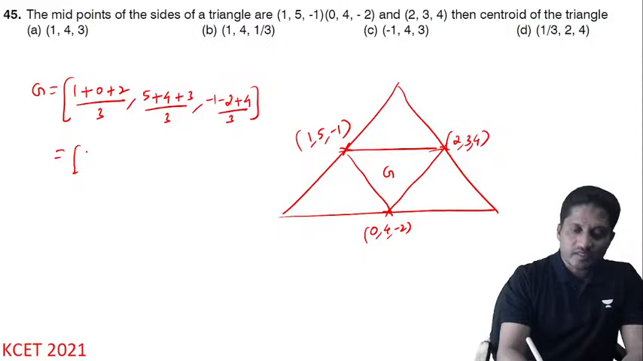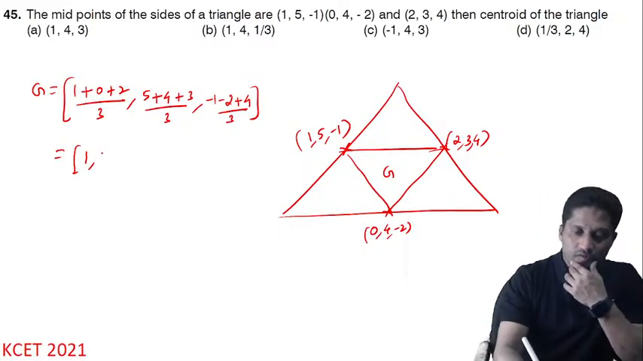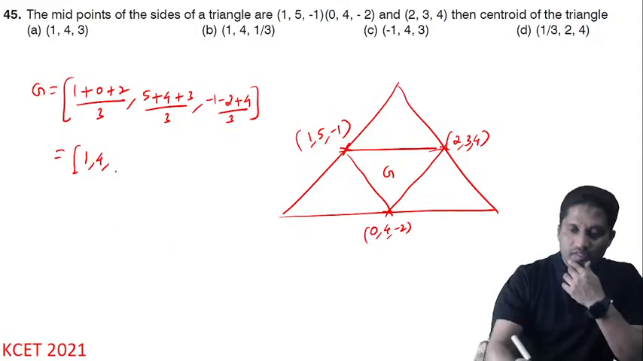Okay, so this is 3 by 3 is 1, 9, 10, 11, 12, 12 by 2 is 4, and then you get 1 by 3. Answer is option B.